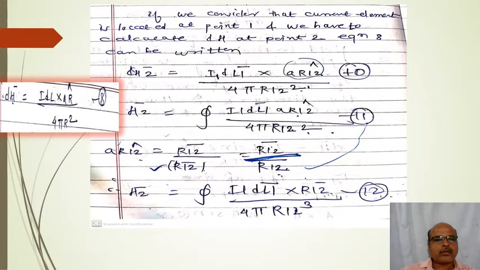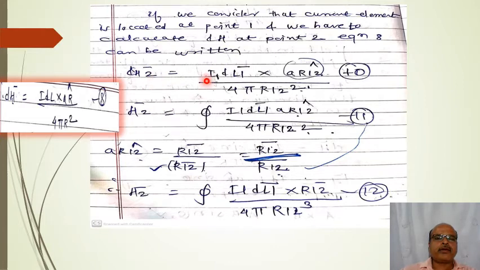If we consider that the current element is located at point 1 and we have to calculate dH at point 2, equation 8 can be written accordingly. We derived in the previous slide dH̄ = I dl × âR / (4πr²). So that equation can be written as dH̄₂ = I₁ dl₁ × âR12 / (4πR12²). Here the terms R12, I₁, dl₁ come in, because the current element is at point 1 and we calculate dH at point 2. So we get equation number 10.